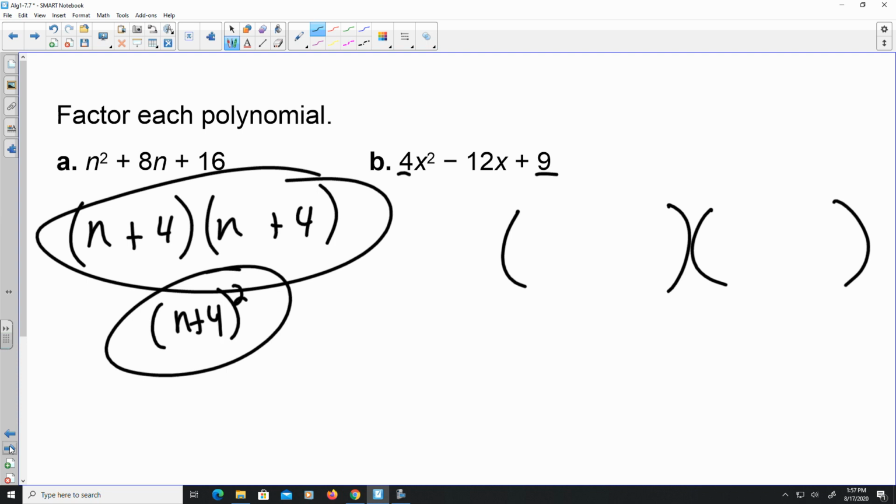They're going to be the same thing, whatever it is inside the parentheses. So the square root of 4x squared is 2x. So 2x would go here. They're both going to be minus. The square root of 9 is 3.